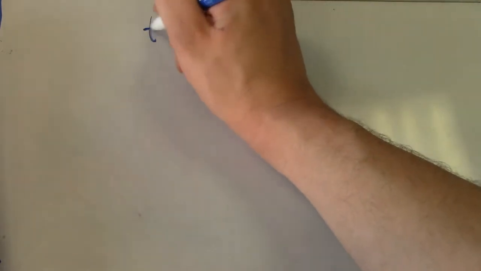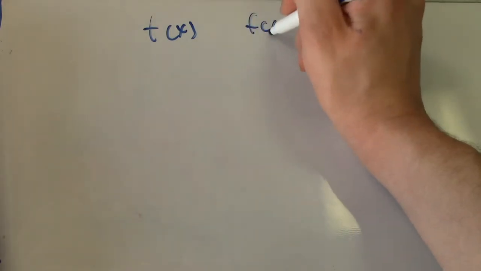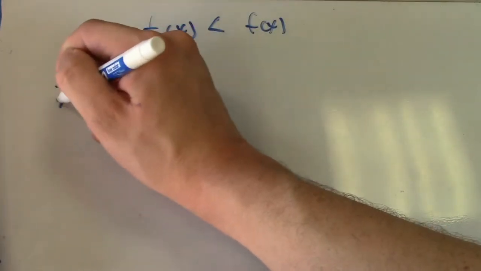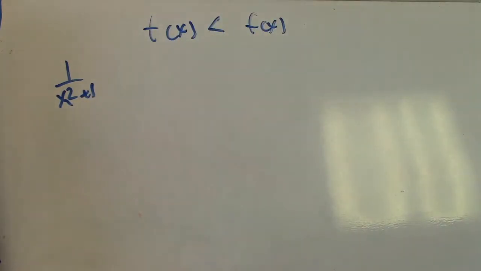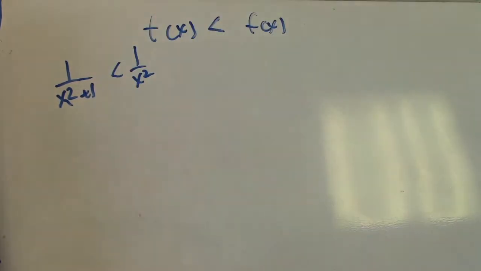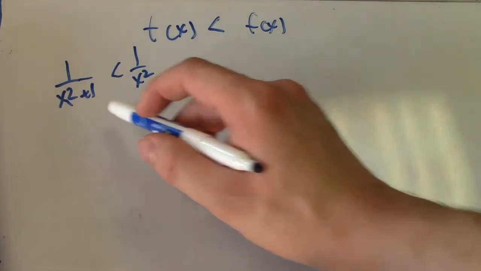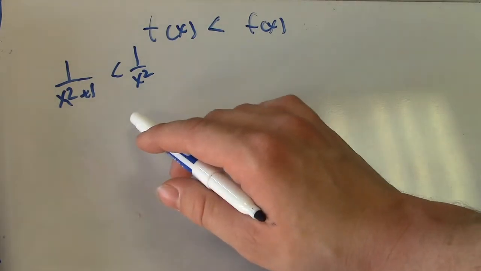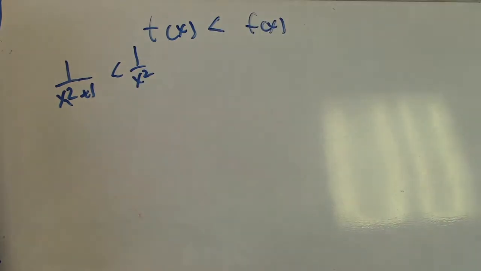To show convergence with a direct comparison test, we will have our test function, t of x, and we need to show that our converging function, f of x, is always greater than our test function. So, for example, if we have the test function 1 over x squared plus 1, we need to show that this is always smaller than 1 over x squared, which is our unknown converging function. We know this because of the plus 1. Whatever value of x we plug into these two functions, we will get a larger denominator for our test function, and a larger denominator means a smaller function.